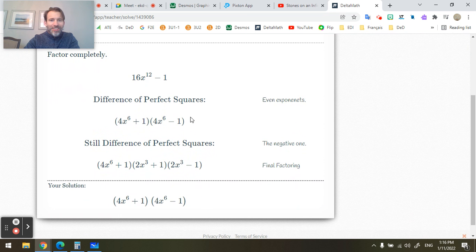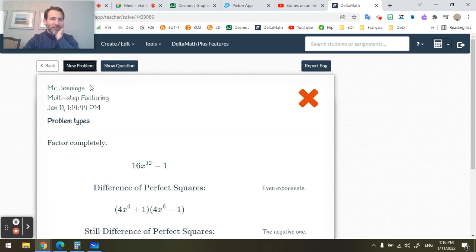Oh, of course, this is still a difference of perfect squares. And this is still a difference of squares over here. So I had more factoring to do. I wasn't done factoring fully. That will factor down to this. Silly, Mr. Jennings. Finish your questions.